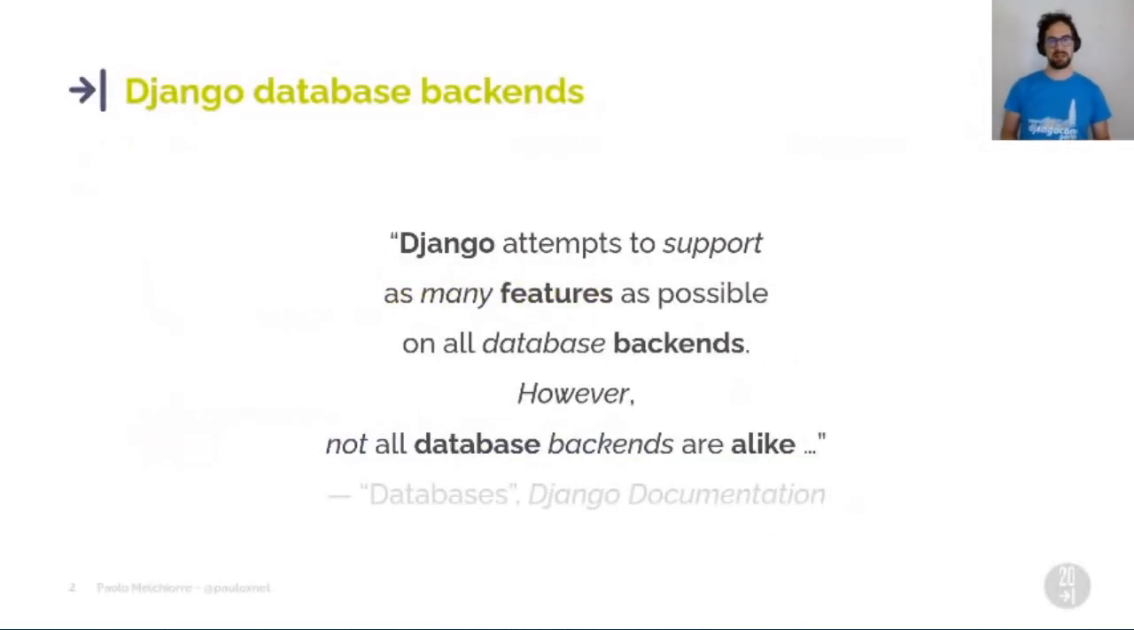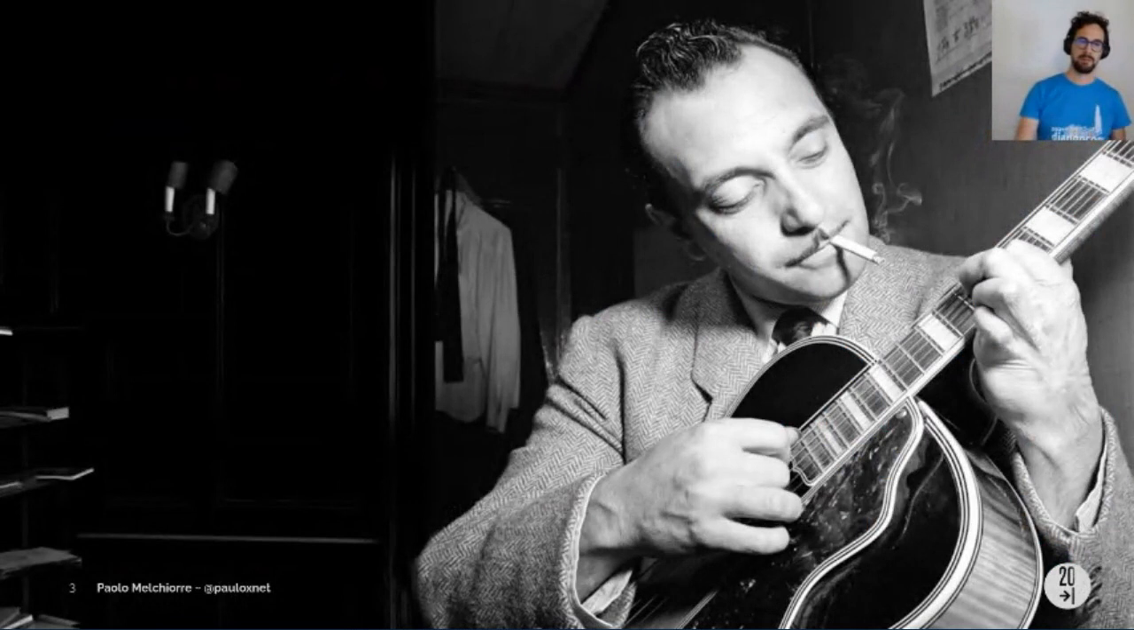In this talk, we'll see how to use some great features of Postgres as a database in Django. In the database section of the Django documentation, we can read that Django attempts to support as many features as possible on all backends. However, not all database backends are alike. Django per se is a database-agnostic web framework, but unfortunately real-world projects based on it are not.